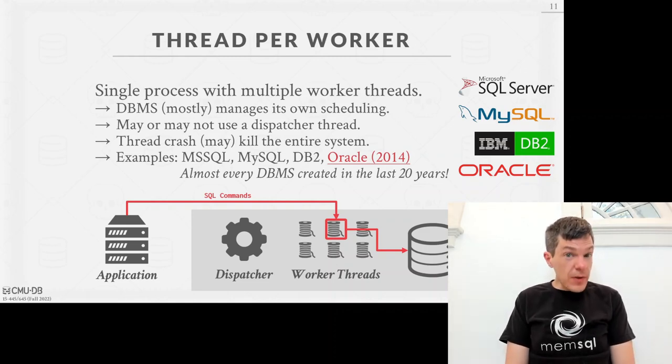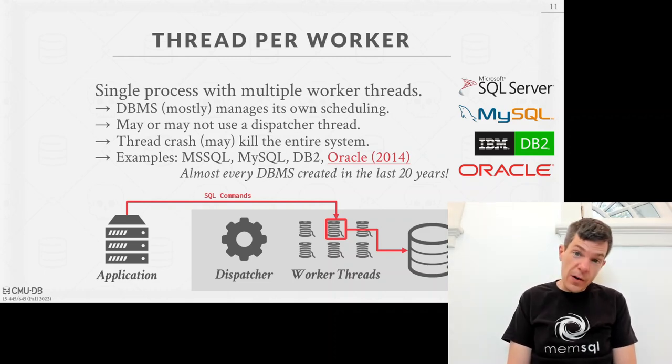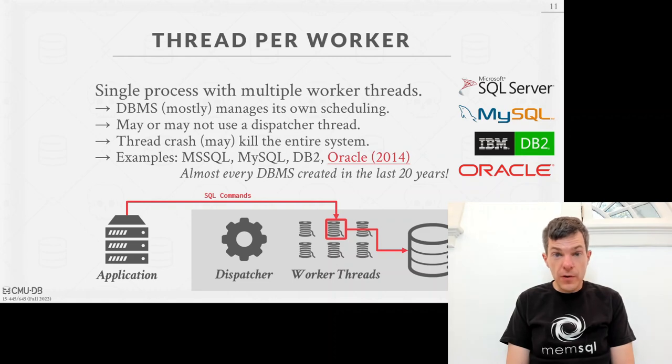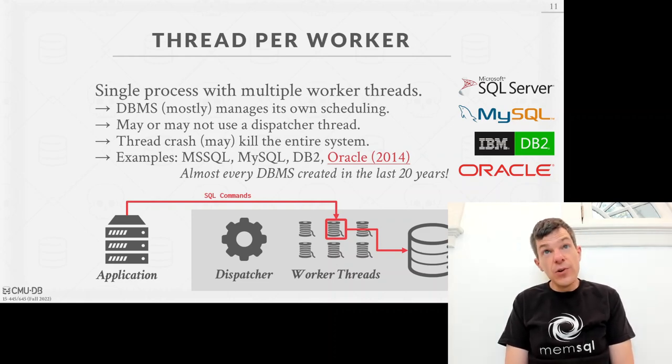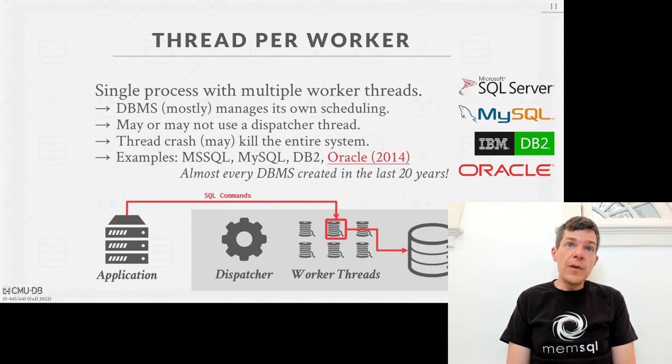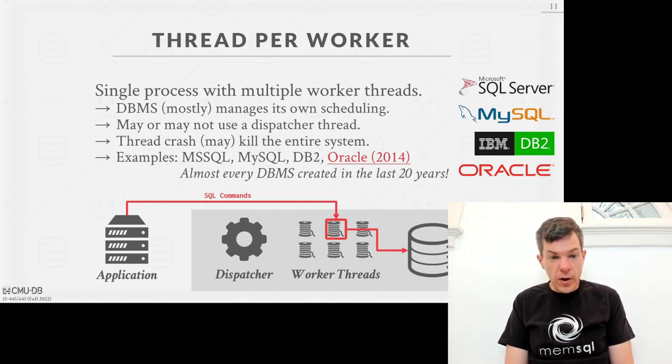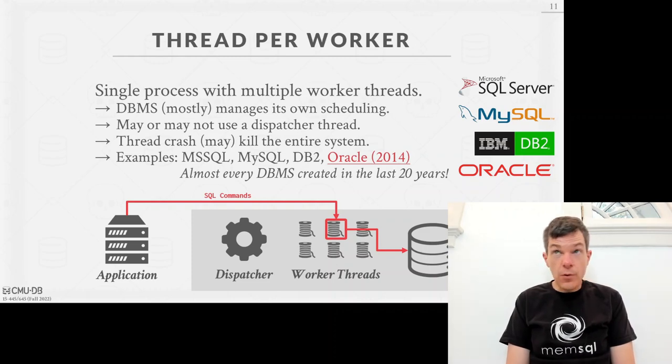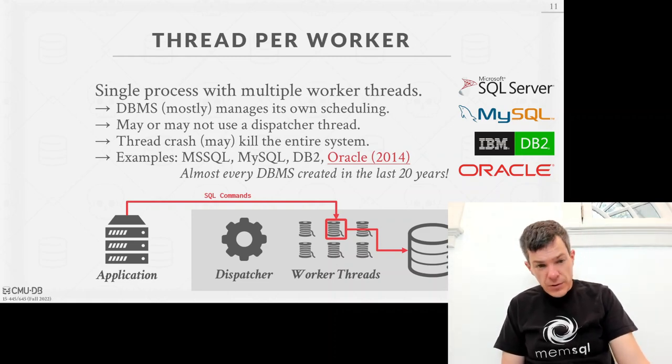So pretty much every database system that's been built in the last 20 years is going to be using this approach. SQL Server does this. DB2 actually supports both the process worker and thread worker models, because they have to support these various Unixes and Linux versions, and mainframe stuff, that maybe other open source systems don't support. Oracle added support for multi-threaded instances in, I think, version 12, which came out in like 2014. MySQL does this.